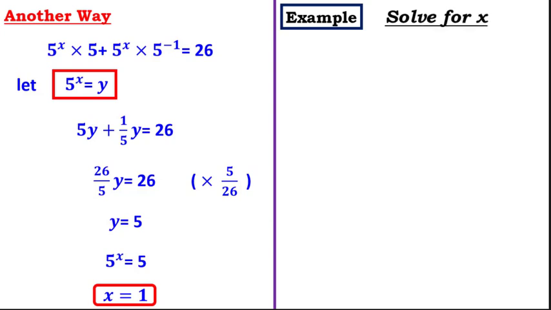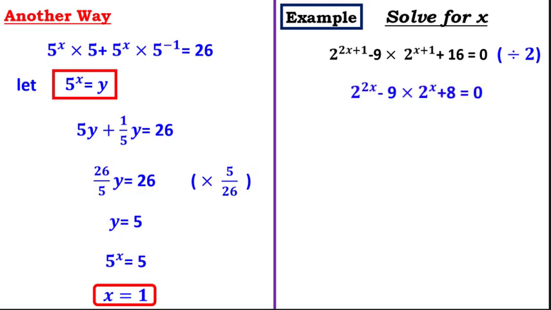Example: solve for x. 2 raised to the power 2x plus 1, minus 9 times 2 raised to the power x plus 1, plus 16 equals 0. We can deduce here that we have 2 and 16, so this equation is divisible by 2. We can divide by 2 to simplify the equation. We will get 2 raised to the power 2x minus 9 times 2 raised to the power x plus 16 divided by 2, which will be 8.